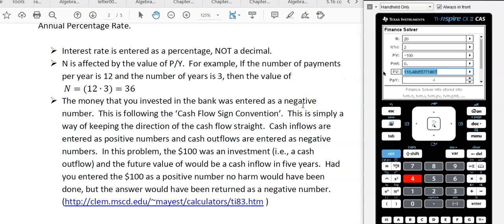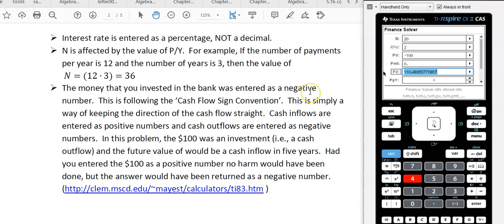And by the way, that's a positive value, which means it's an inflow. Like when I take the money out of the bank, that's positive. I get the money. I give it to them temporarily so they can loan it out, make some money, and then they give it back to me at the end.